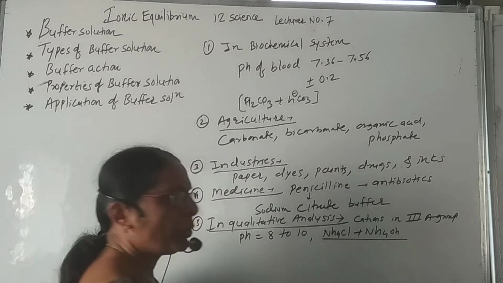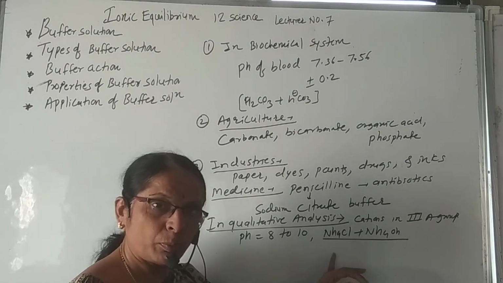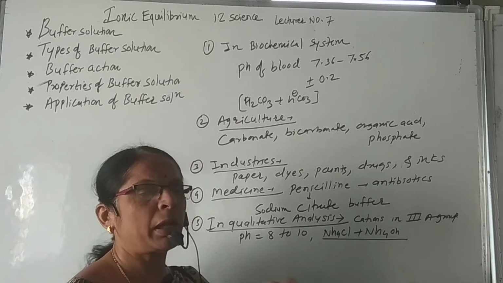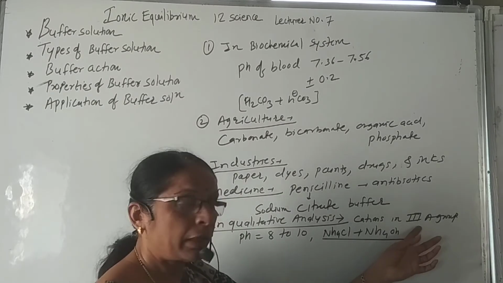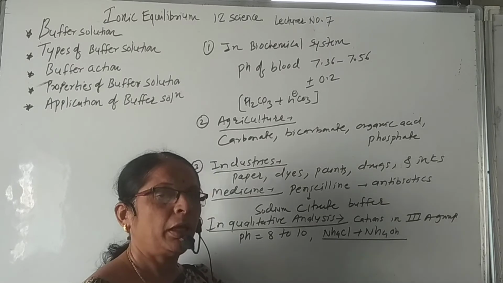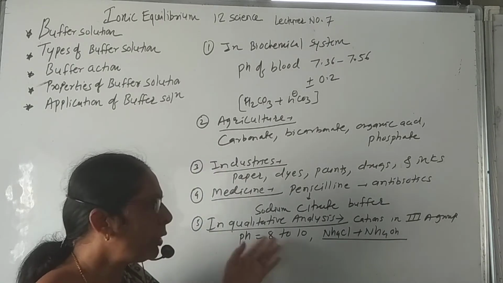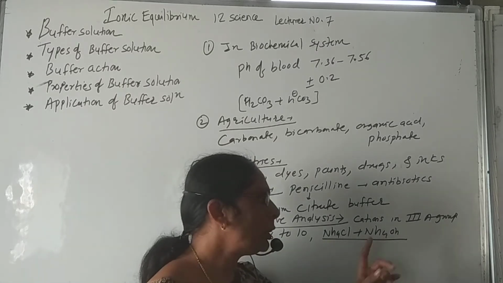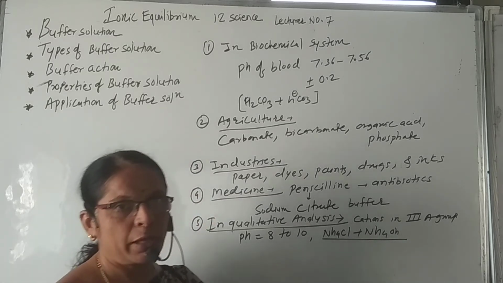The mixture of ammonium chloride and ammonium hydroxide also causes the common ion effect, and by using this common ion effect, it is also possible to extract the positive cations from the group third A elements, for which the pH of the solution remains constant between 8 to 10. That pH can be made constant by using this buffer, a mixture of a weak base and its salt with a strong acid.